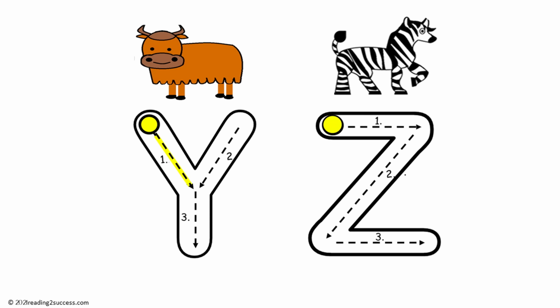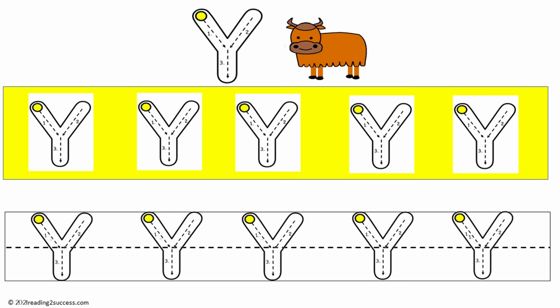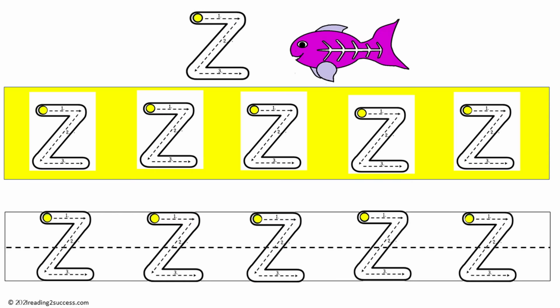Letter Y has three parts, part 1, part 2, and part 3. Letter Z has three parts, part 1, part 2, and part 3. Now have kids complete the practice pages for letter Y and letter Z.